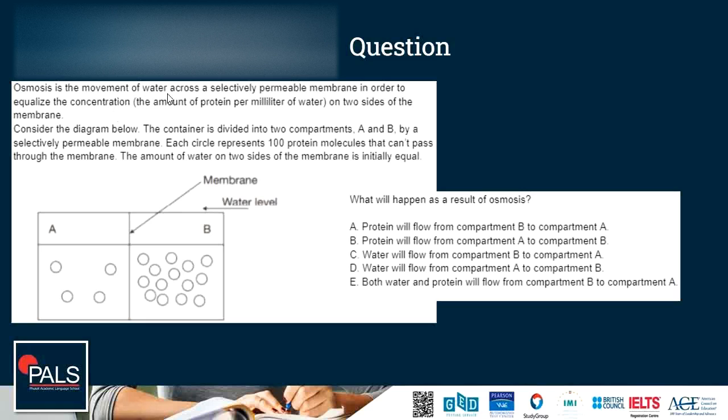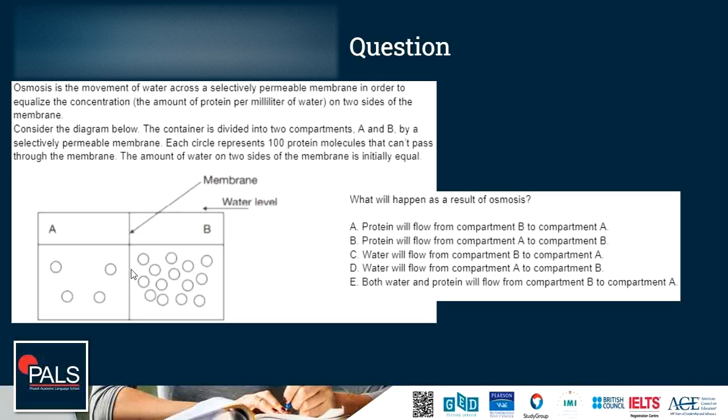Osmosis is the movement of water across a selectively permeable membrane in order to equalize the concentration, the amount of protein per milliliter of water, on two sides of the membrane. Consider the diagram below. The container is divided into two compartments, A and B, by a selectively permeable membrane. Each circle represents 100 protein molecules that can't pass through the membrane. The amount of water on two sides of the membrane is initially, at the start, equal, the same.